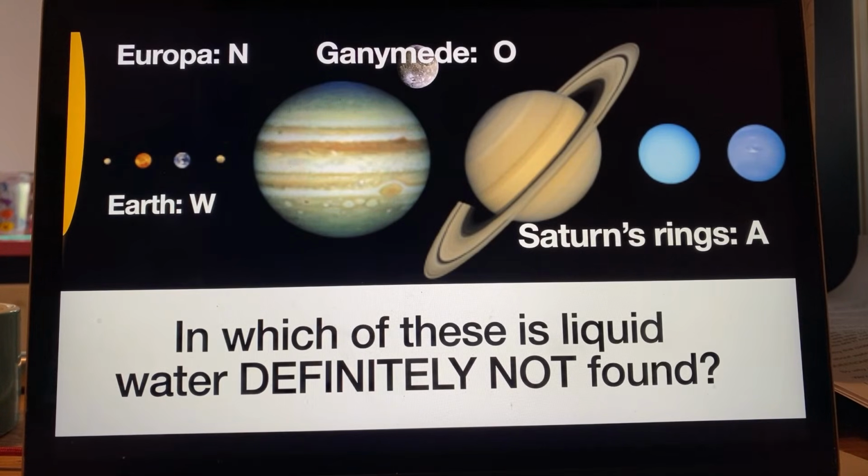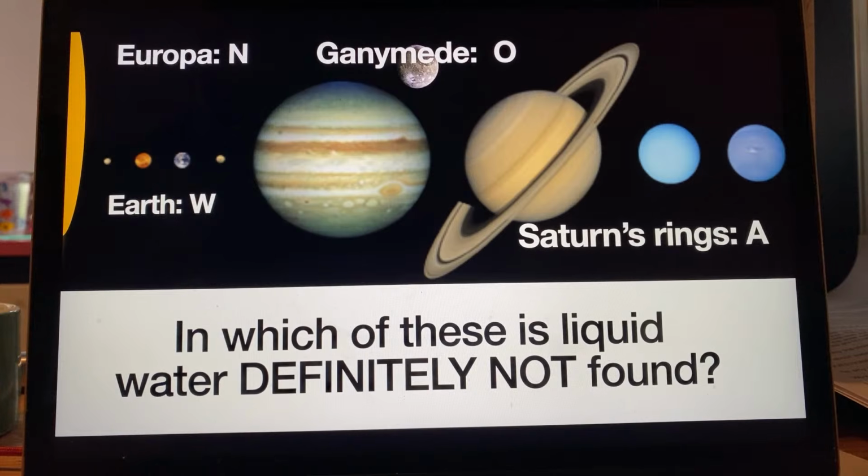In which of these is liquid water definitely not found? If you think that liquid water is definitely not found on Earth, no way, write a W. If you think liquid water is definitely not found on Europa, write an N. If you think it's not found on Ganymede, for sure, write an O. And if you think it's certainly not found in Saturn's rings, then write an A. So this is the third letter of your mystery word.